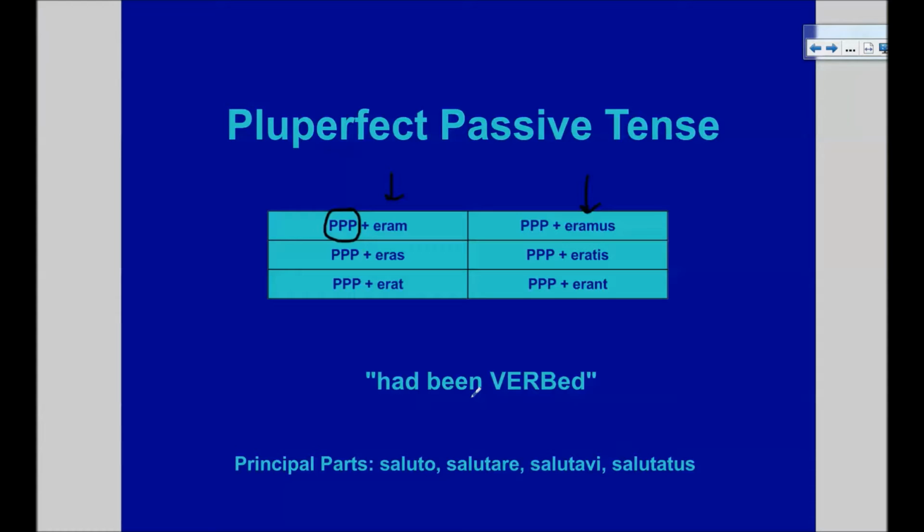So to create a pluperfect passive verb, we're going to take the fourth principal part and we're going to use our correct form of the verb to be. If I wanted to say he, she, or it had been greeted, take salutatis and use the erat there to get our final form of the verb, which is salutatis erat, he, she, or it had been greeted. And an easy way, again, to remember it's pluperfect, we've got that ERA just like in the pluperfect active.